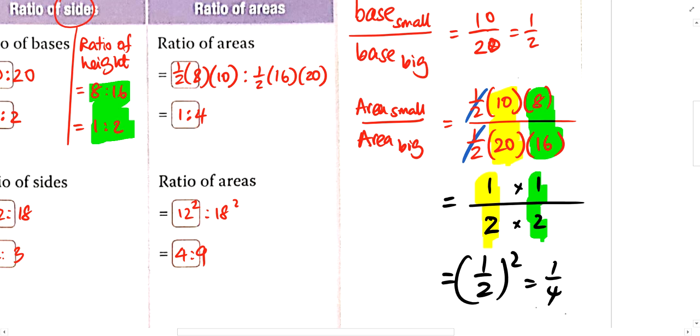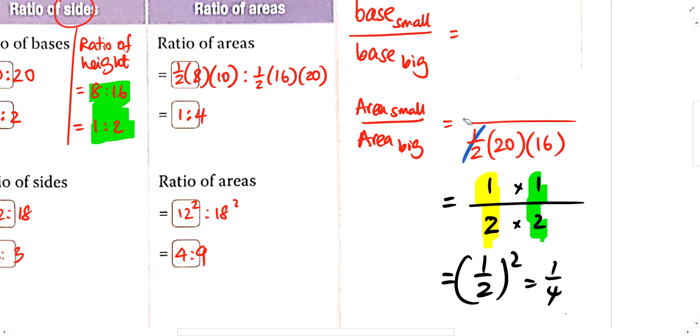Where did the half come from? From the ratio of side. Whether it is the yellow or the green color one, it's the ratio of side. And what did we do to the ratio of side to get a ratio of area? It times itself. In other words, we square it. So when I square the ratio of side, I will get a ratio of area. Are you convinced for the triangle now? Yes. Can we do that for the square?